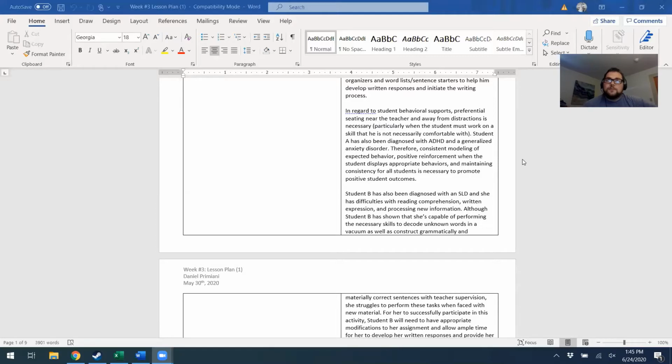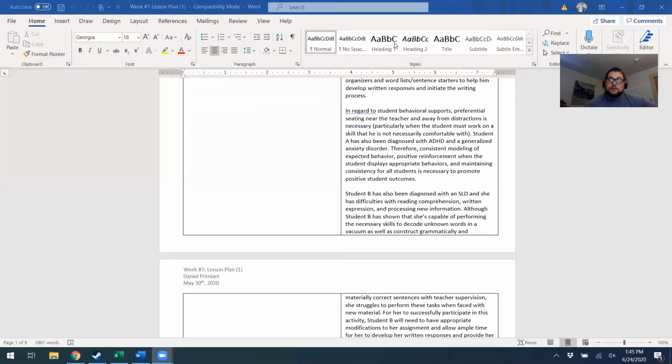Now, near the teacher, that's an interesting idea, because one of the best practices is to work your way throughout the room, not to stand in one place, but to move generally around the classroom. So generally the student should be towards the front of the classroom, not the back, away from distractions.